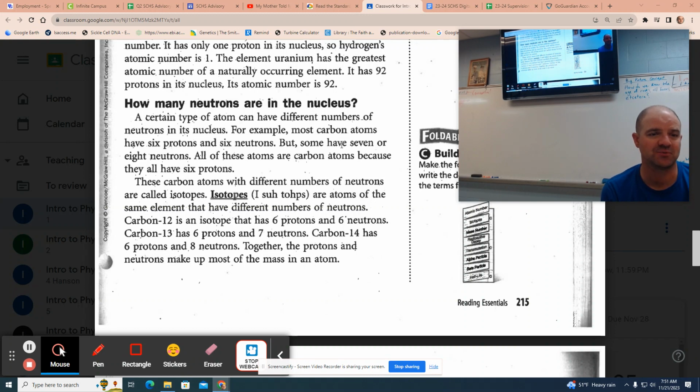These carbon atoms with different numbers of neutrons are called isotopes. Remember in our definition we said different versions. Isotopes are atoms of the same element with different numbers of neutrons. Carbon 12: 6 and 6. Carbon 13: 6 and 7. Carbon 14: 6 and 8. Together, the protons and neutrons make up most of the mass of an atom. Electrons have mass, but it's really small.